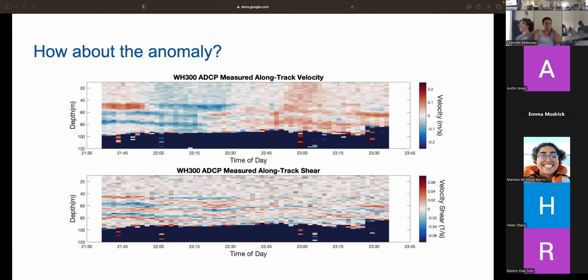So the ADCP is at 200, but you can see over 100? Sorry, I lost that part. Where is the device? Oh, this is on the bottom of the ship. It's on the bottom, pointed down. So normally we should see 200 meters depth, but in this case, we're only seeing up to 90.